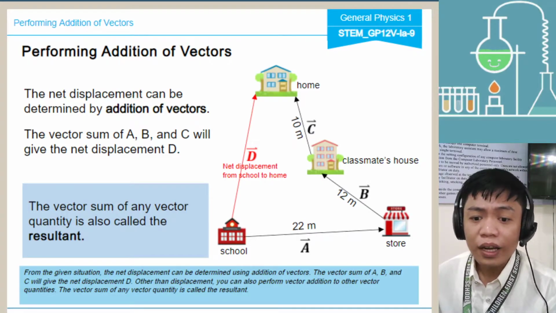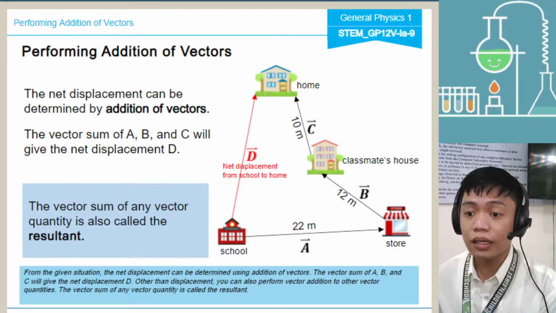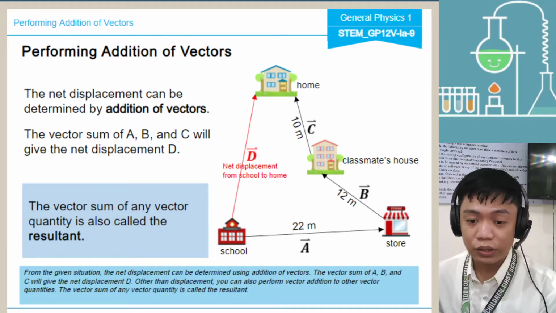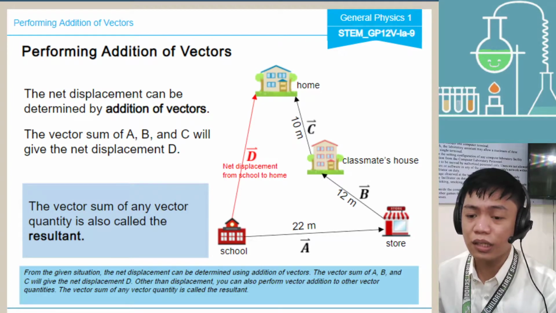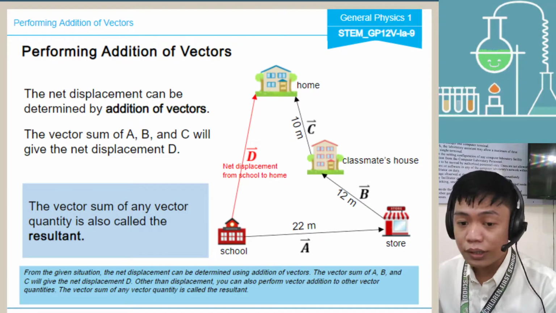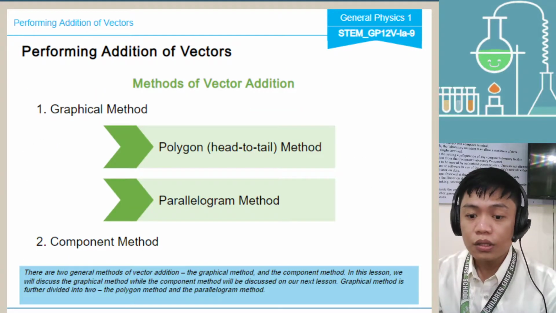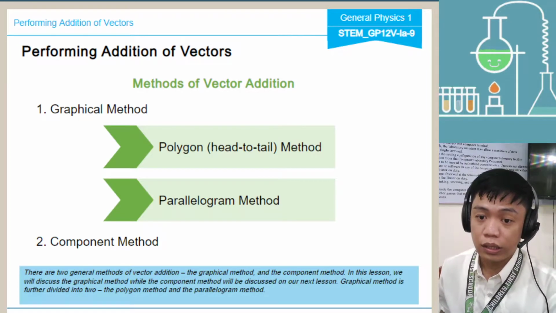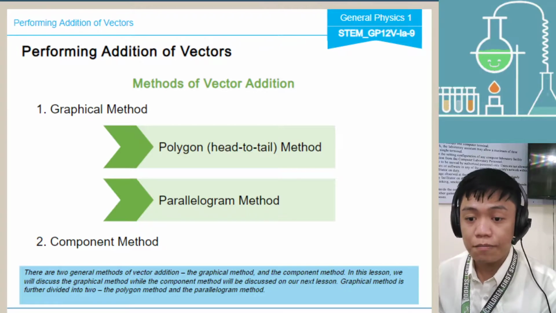Then, the vector sum of any vector quantity is also called the resultant. So now, how is the resultant related to the net displacement from school to home? In performing addition of vectors, we have two methods. These are the graphical method, that includes the polygon head-to-tail method or parallelogram method, and we have also the component method.